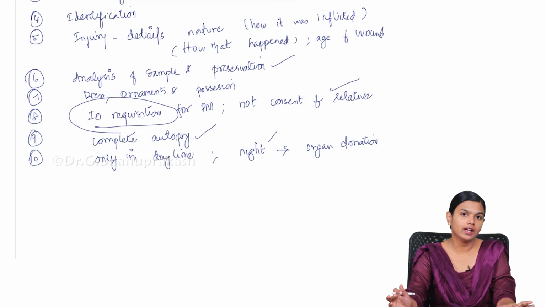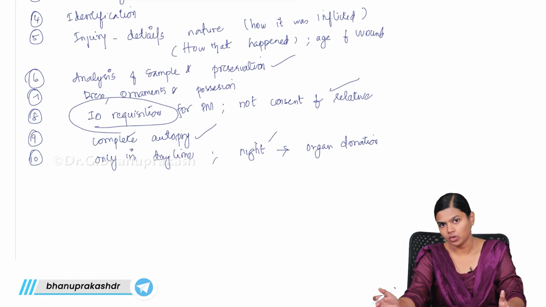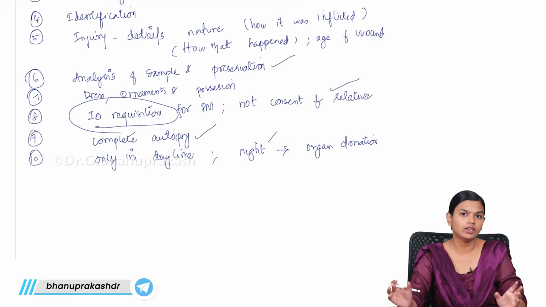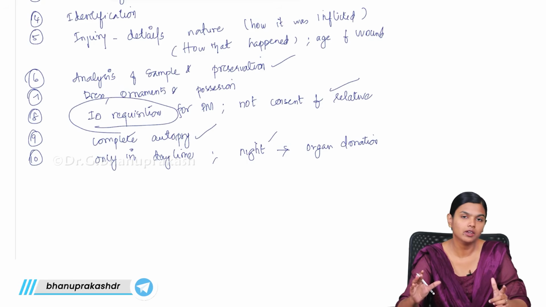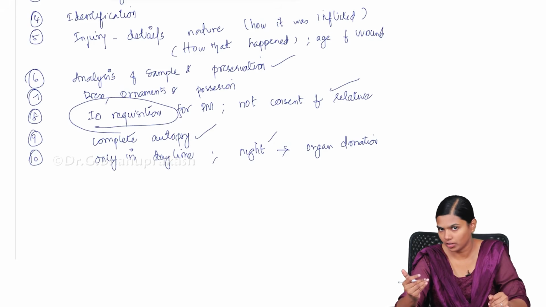So if someone is dying at 10 in the night, you don't have to wait till 10 in the morning for doing the autopsy. You can right away do night autopsy, and preserve the organ, because that timing, that molecular death timing is very important for organ donation. So you can do night autopsy for organ donation cases.